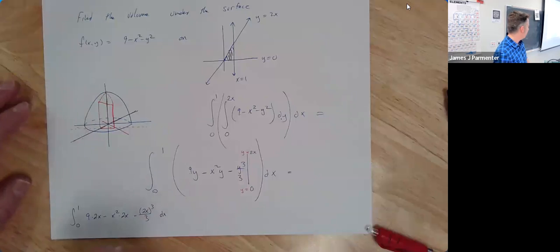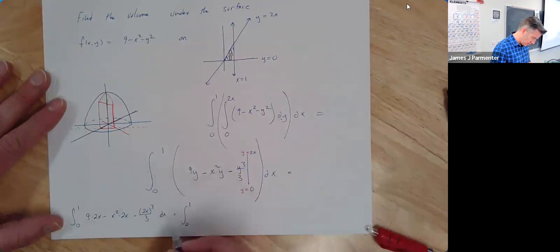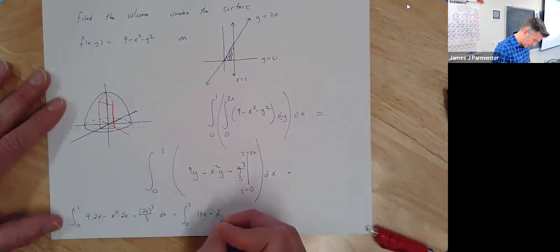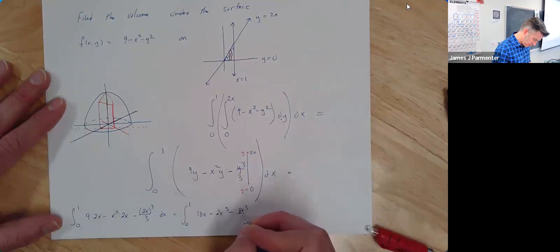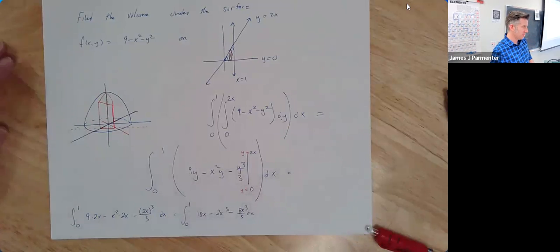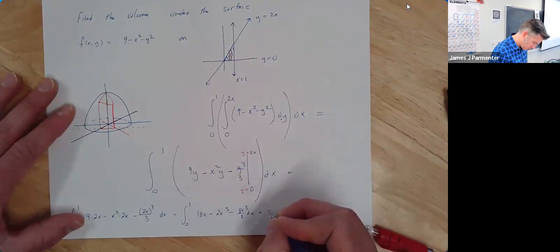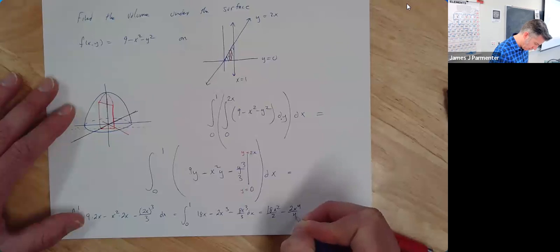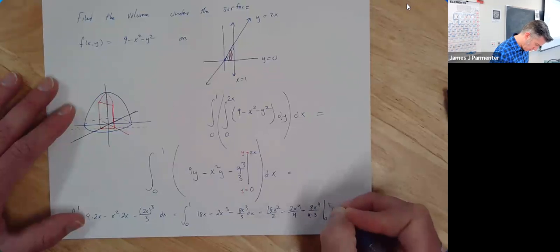I would definitely simplify this first. So I'd rewrite this as the integral from 0 to 1 of 18x minus 2x cubed minus 8x cubed over 3. No, I don't want to combine those into one term with x cubed because I don't want to add fractions. I'm just going to integrate now and get 18x squared over 2, 9x squared, minus 2x to the 4th over 4, minus 8x to the 4th over 4 times 3, from 0 to 1.